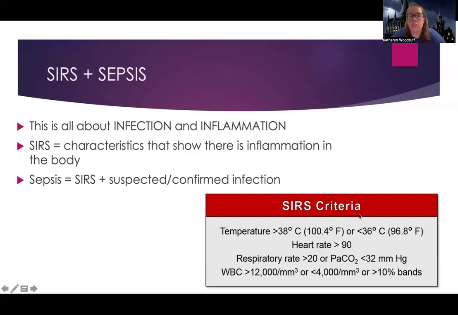So SIRS criteria. Remember SIRS, I should have come up with a good mnemonic before this. But SIRS does have the I in it. So you could think of systemic, the I for inflammation. So let's just go with SIRS and the I for inflammation.